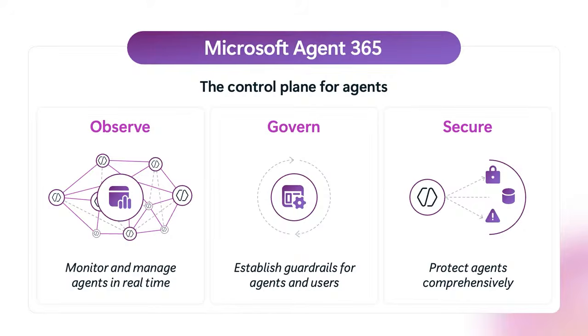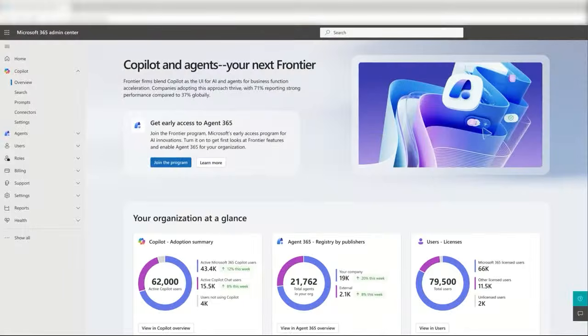Our unified solution to facilitate this is Agent 365. Now let's take a look at what it can do for you. Agent 365 is the new enterprise control plane for managing all your organization's agents securely at scale. Many of its governance features are available directly within the M365 Admin Center, as we can see here. So let's take a closer look.